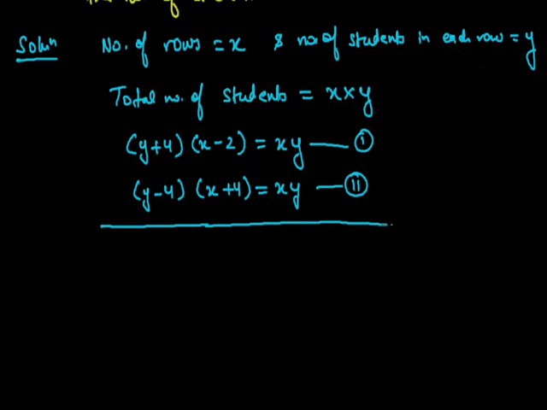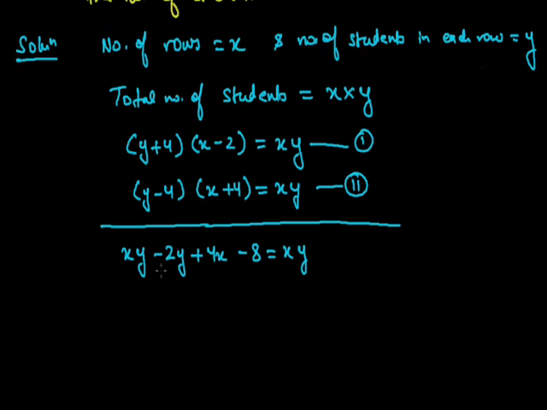First we'll open the brackets of these two equations. If you open the bracket of y plus 4 into x minus 2, we'll get xy minus 2y, because we have multiplied y with x and 2. Accordingly, we multiply 4 with x and 2, and we will get plus 4x minus 8 is equal to xy.